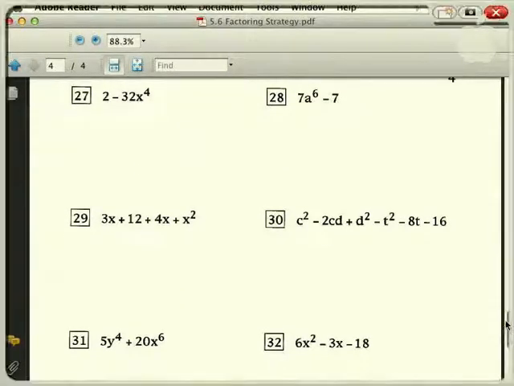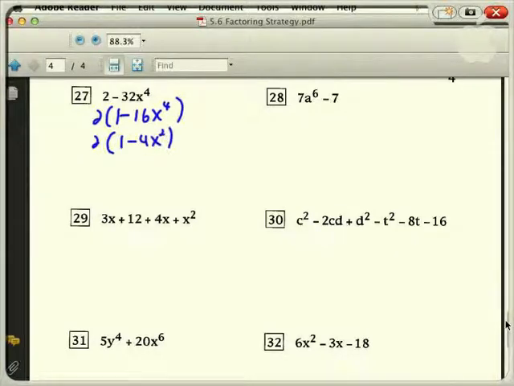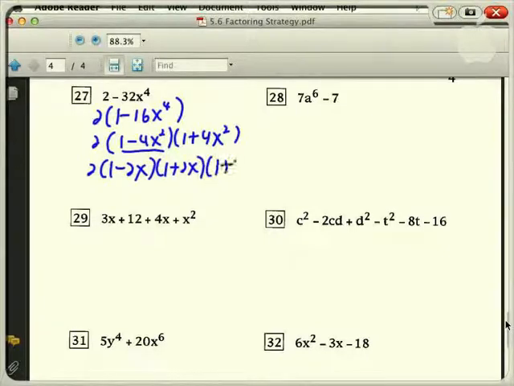Number 27, pull out a 2. And we've got 1 minus 16x to the 4th. This is the difference of two squares. We're going to have 1 minus 4x squared times 1 plus 4x squared. But that is the difference of two squares. We can go further. It's going to be 1 minus 2x, 1 plus 2x times 1 plus 4x squared. This can't be factored further. The sum of two squares you can't do.